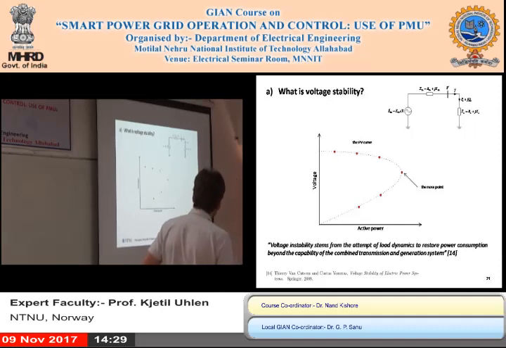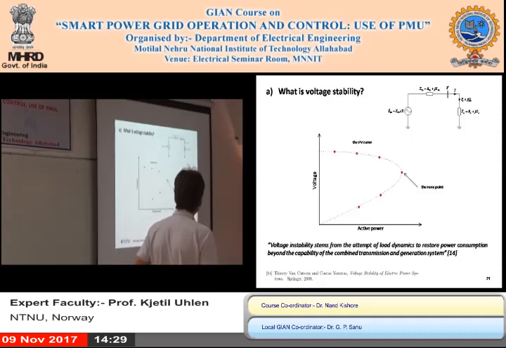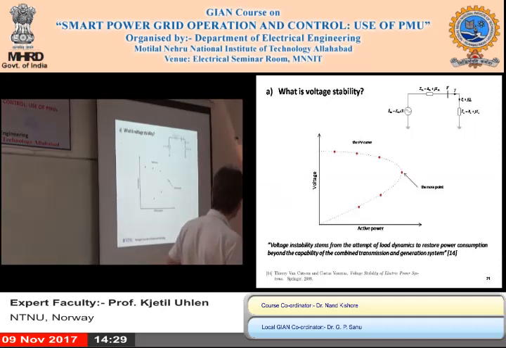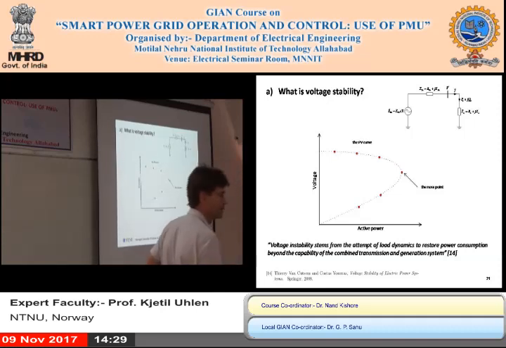And it will go on like this. So you can draw this curve, voltage versus power, and you have a point here where you have maximum loadability, if we call it that. It's not necessarily a stable point, but it is at least a maximum loadability.